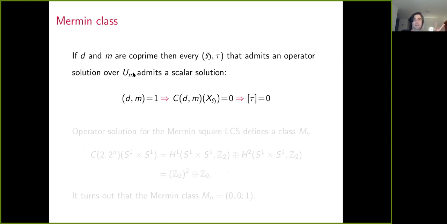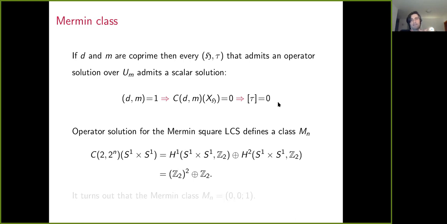So a natural result out of this theorem is that if d and m are coprime, then every linear constraint system that admits an operator solution over U(m) admits a scalar solution. This is not the only proof of this, but it falls out naturally from the theorem, because if d and m are coprime, you have the cohomology equal to 0 and tau is equal to 0. Therefore, you have a scalar solution.